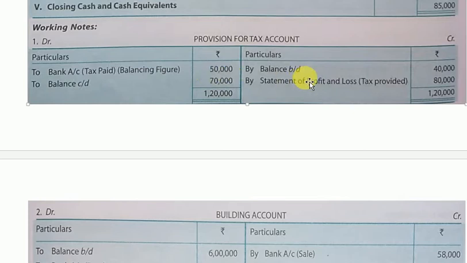So this is how we complete our provision for tax ledger, and out of these two amount, 80,000 will be added to operating activity, and 50,000 will be subtracted from the final amount of operating activity to arrive at cash flow from operating activity. So I repeat, 50,000 is to be subtracted from cash generated from operations and 80,000 is to be added to the net profit before tax and or extraordinary items. So let us see these two amount 80 and 50 in our solution.